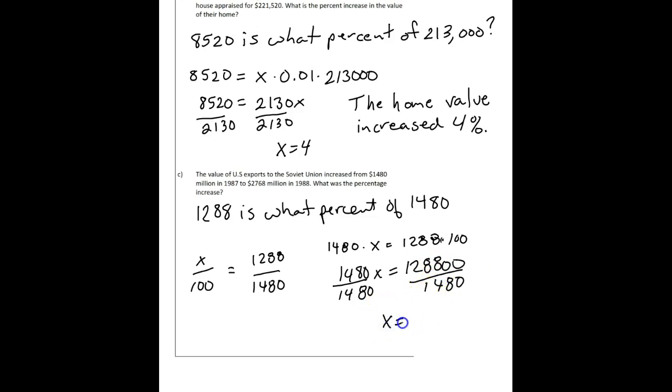You get x equals, looks like, 87.027. So what was the percentage increase? The increase was 87, we'll round it to 2 decimal places, 87.03%.